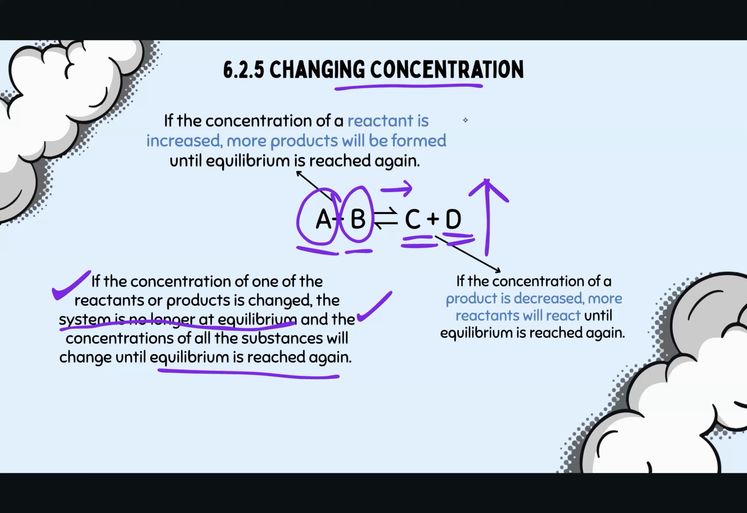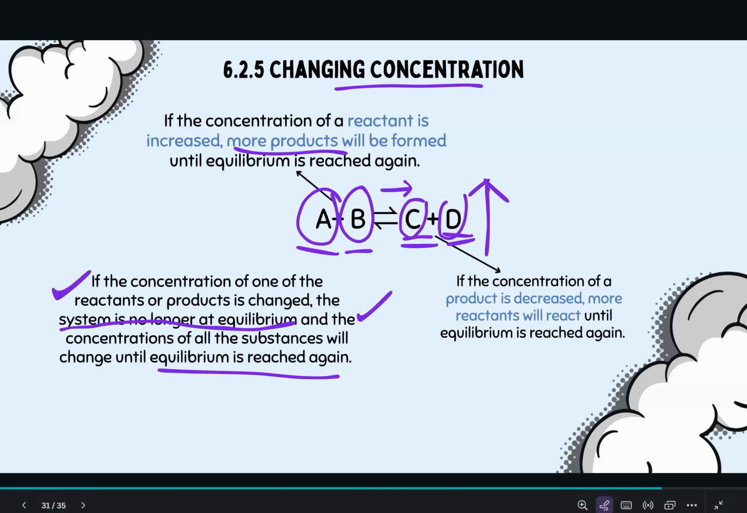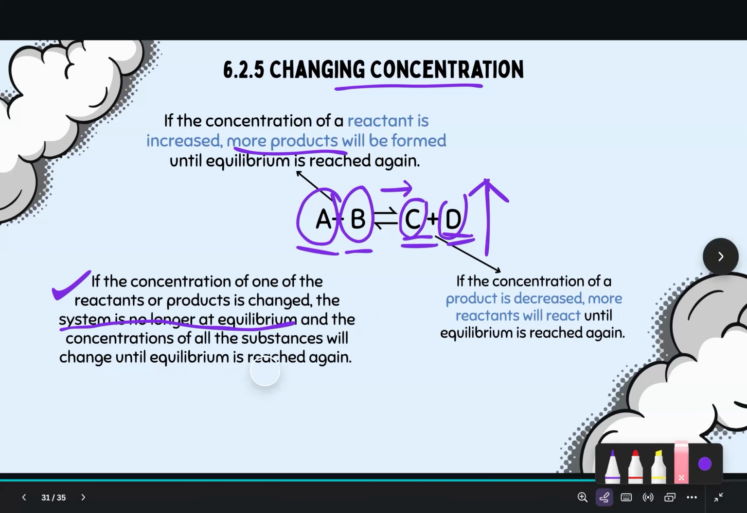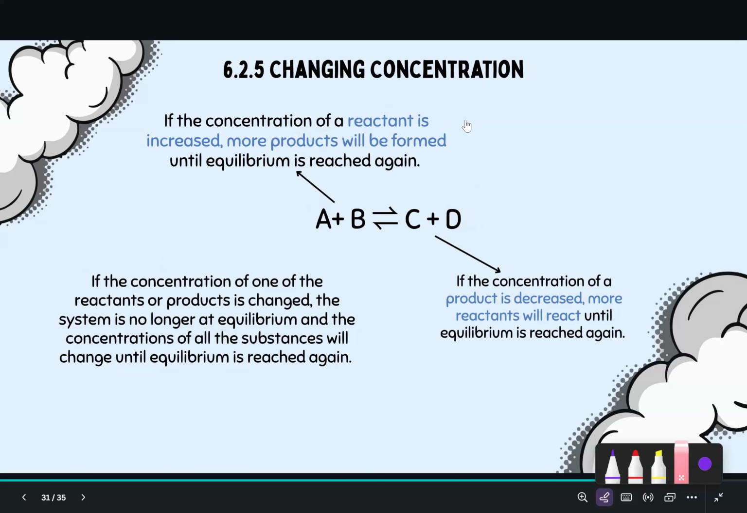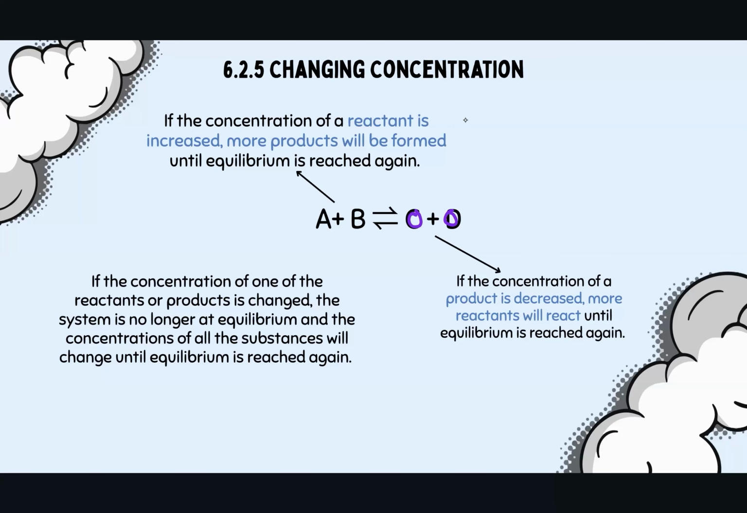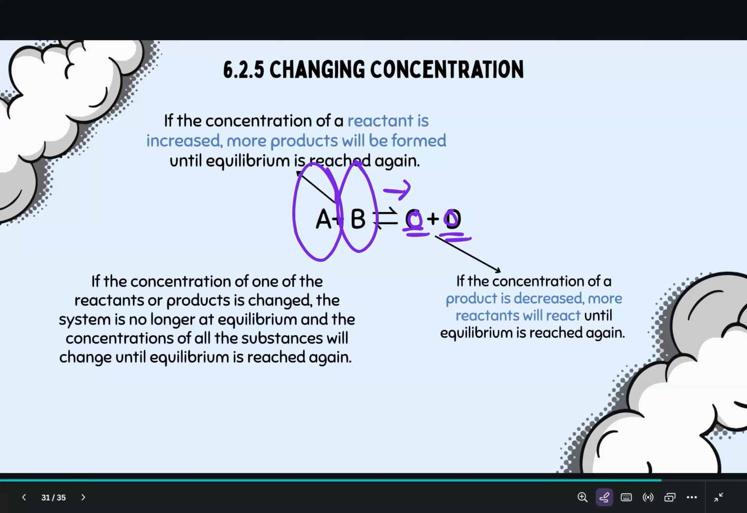So if the concentration of a reactant is increased, we get more product, more of C and D. Alternatively, if we decrease C and D, make them a smaller amount, more reactants will react until equilibrium is reached again. Because what we're saying is we've decreased C and D, we want more of C and D. So we increase the reactions of A and B, so that we end up with more C and D, so it goes back to normal.